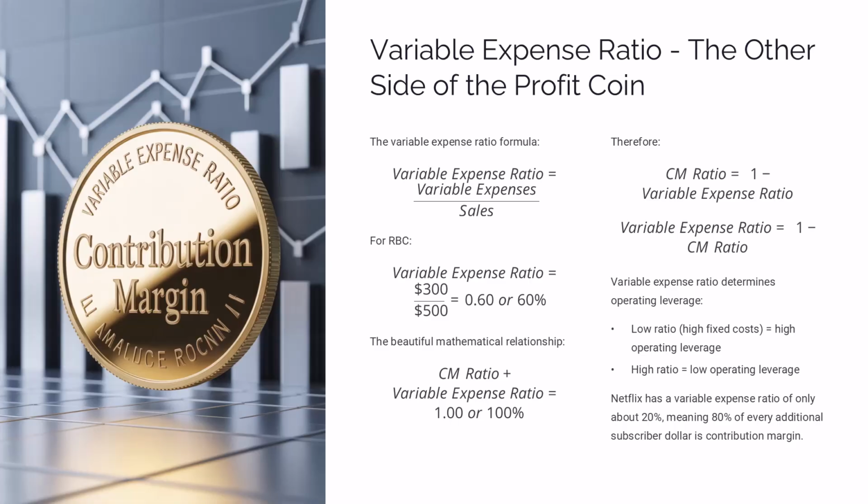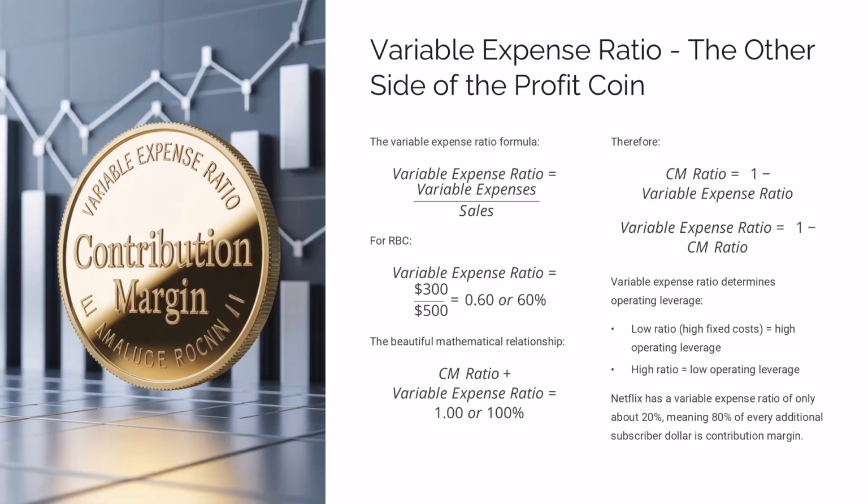Think about DoorDash's business model. Their variable expense ratio is about 85% because they pay drivers, restaurants, and payment processors on every order, leaving only 1 minus 0.85 equals 15% contribution margin to cover their fixed costs, which is why they needed billions in venture funding to reach the scale where that 15% generates enough dollars to cover their massive fixed infrastructure costs.